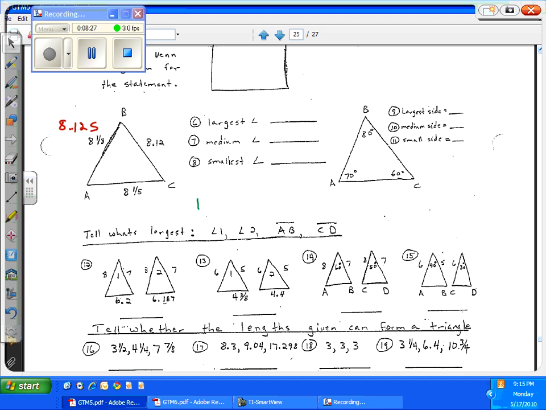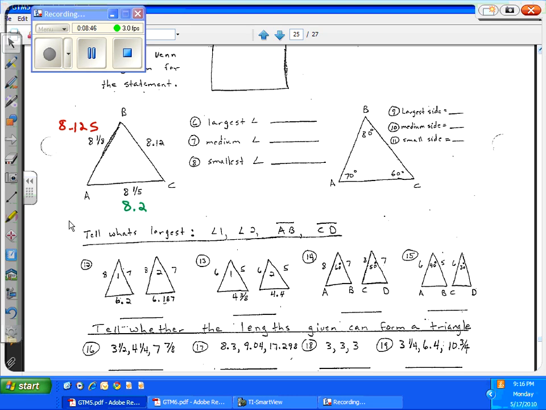1/5. If we take 1/5 and make a decimal, we take 1 divided by 5. It won't go, so we add a decimal and a 0. 5 will go into 10 2 times. 2 times 5 is 10 with 0 left over, and so this is 8.2.